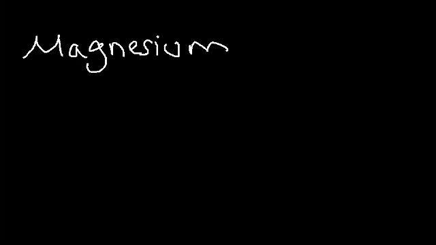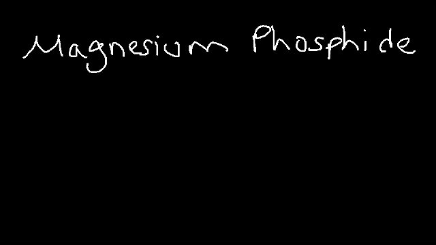Consider this ionic compound: magnesium phosphide. Go ahead and write the formula for this ionic compound.